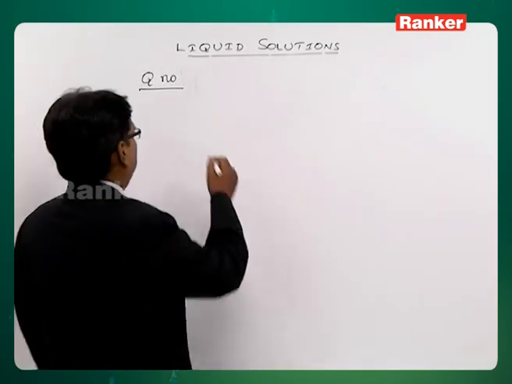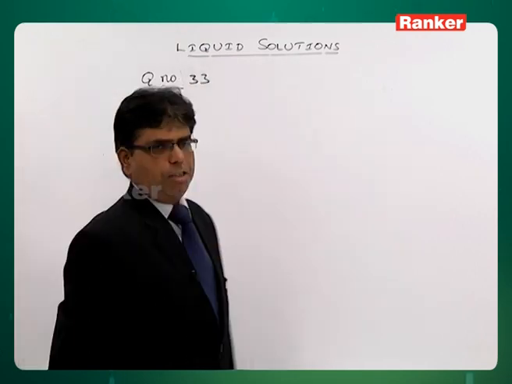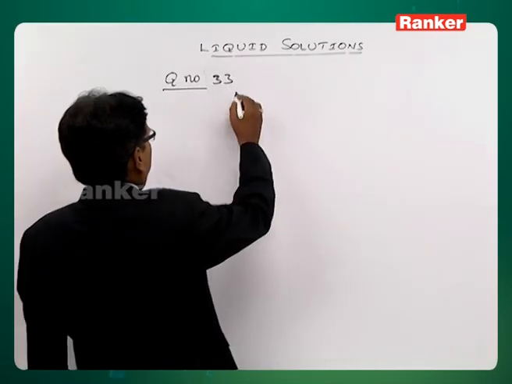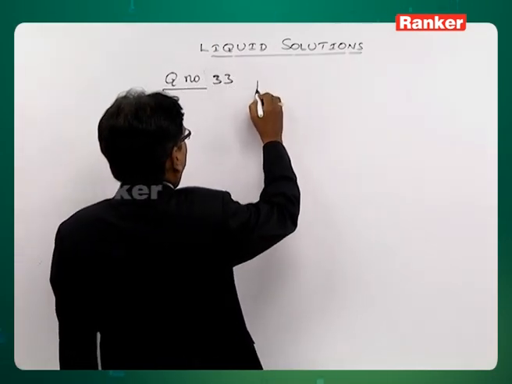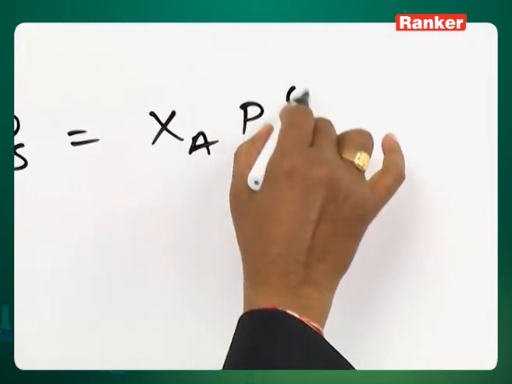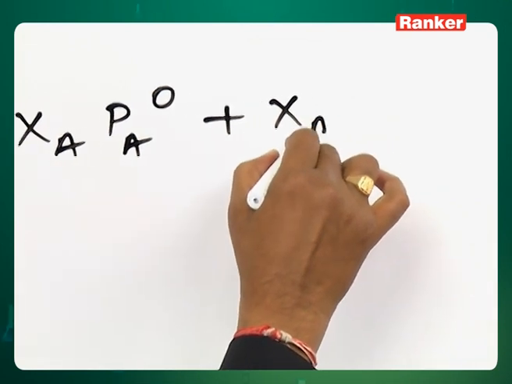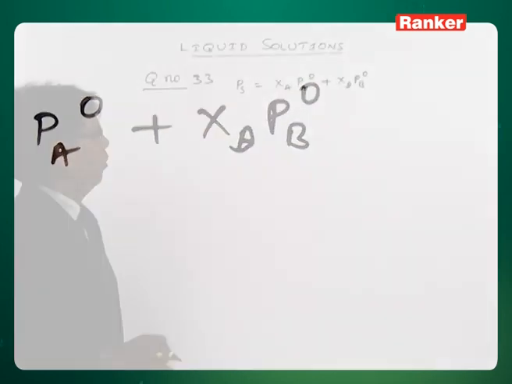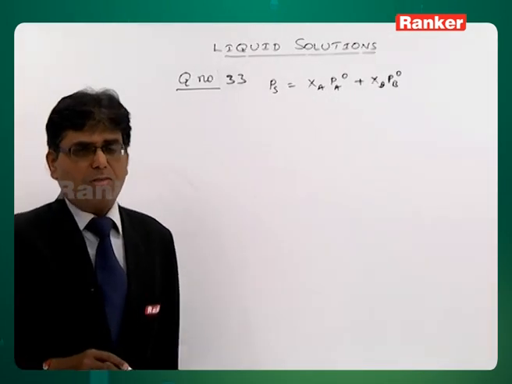Now, let us go to question number 33. Benzene and toluene form nearly ideal solutions. At 20 degrees Celsius, the vapor pressure of pure benzene is 75 torr and that of toluene is 150 torr. Then find the vapor pressure of a solution containing 78 grams of benzene and 46 grams of toluene. Here it is a mixture of 2 liquids, for which the total vapor pressure of the solution is equal to XA PA naught plus XB PB naught, where PA naught and PB naught are the vapor pressures of the pure solvents, say benzene and toluene. XA and XB are mole fractions of the 2 liquids.